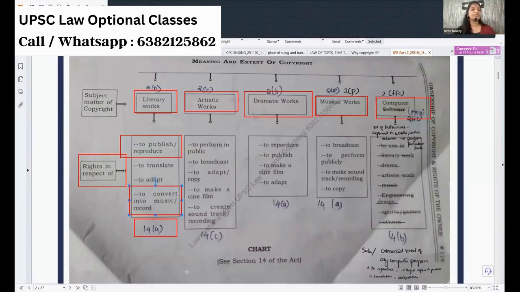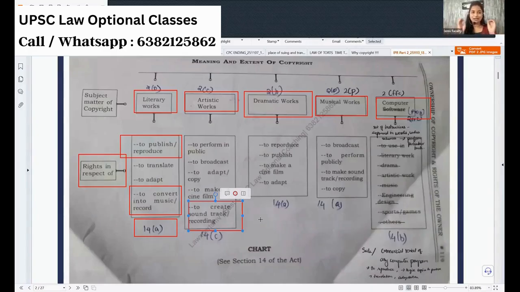In the case of artistic work, they cannot perform it in public, they cannot broadcast it, they cannot adapt it in some other work, they cannot make a film out of it or create any soundtrack or recording of it. So in case I am a very good dancer and I'm doing it in public, nobody can copy my form and do it again.